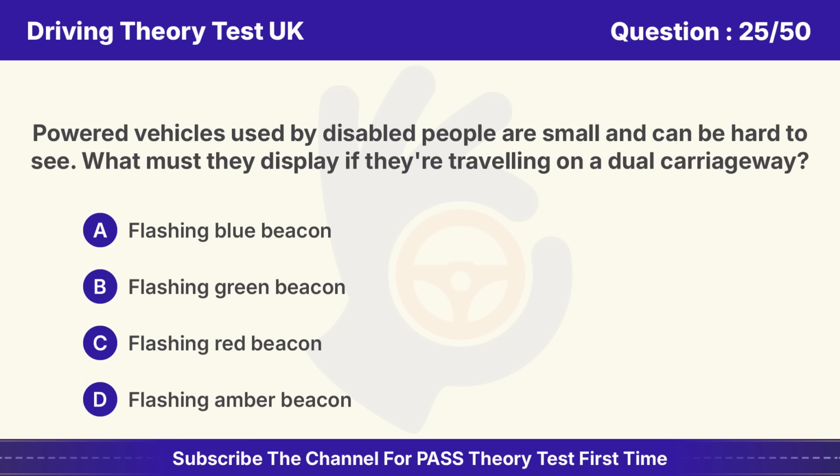Question 25. Powered vehicles used by disabled people are small and can be hard to see. What must they display if they're traveling on a dual carriageway? Option A. Flashing blue beacon. B. Flashing green beacon. C. Flashing red beacon. D. Flashing amber beacon.